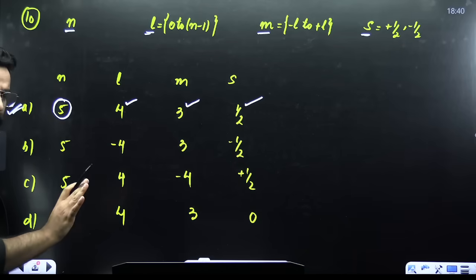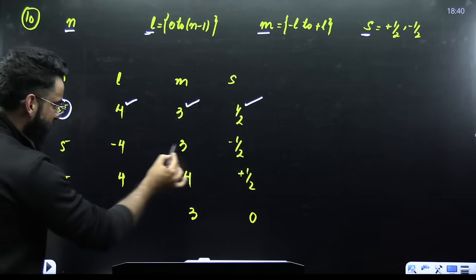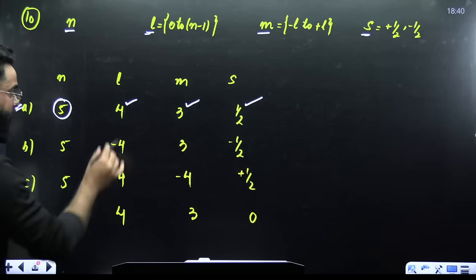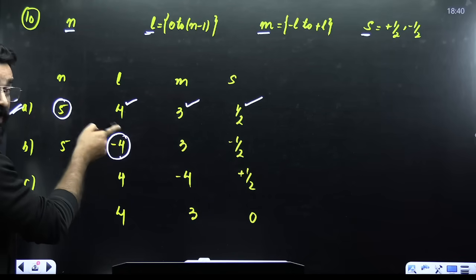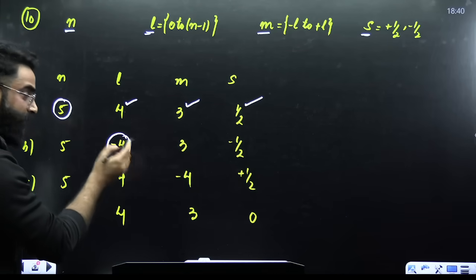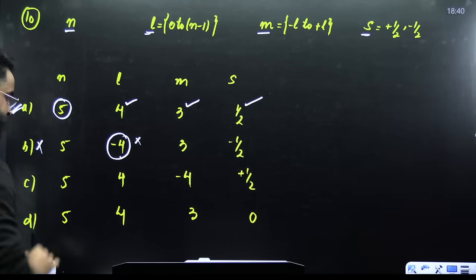This is correct. Now tell me whether this next one is correct or incorrect. This is incorrect. Why is that? Because l value is from 0 to n minus 1, 0 to 5 minus 1 means 0 to 4, so 0, 1, 2, 3, 4. It cannot be minus 4. So this is incorrect.